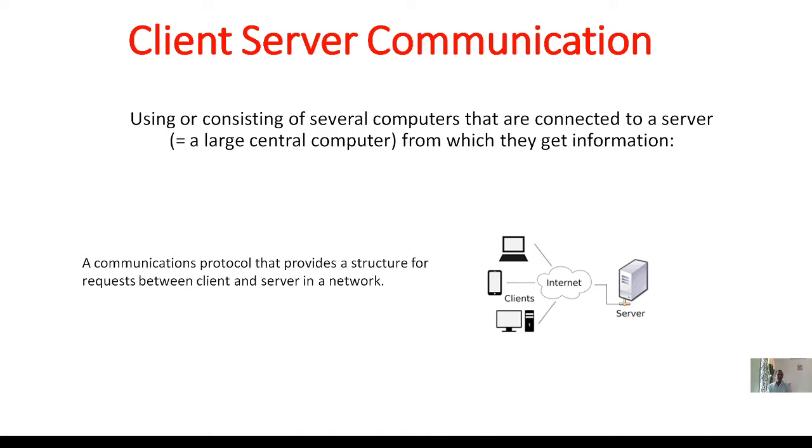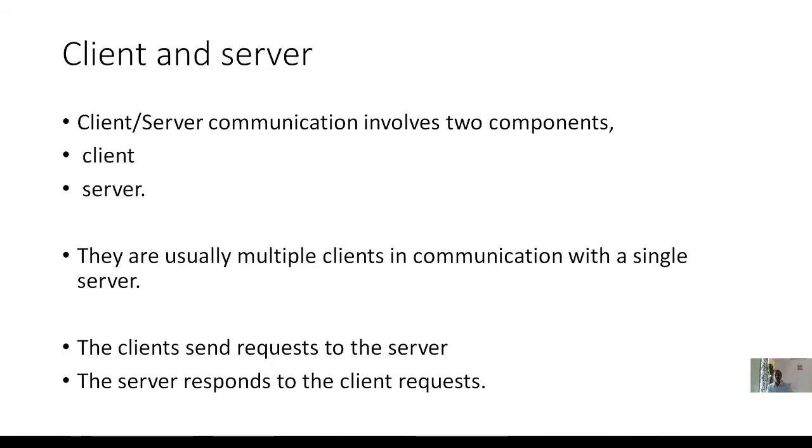Request between the client and server. Here is the request between the client and server. A system which requests a service is called a client, and a system which provides service to the client is called a server. In client server communication, there are two main components. The first is the client, and the second is the server. The client sends a request to the server. The server responds to the client request. A system which responds to the client request is called a server.